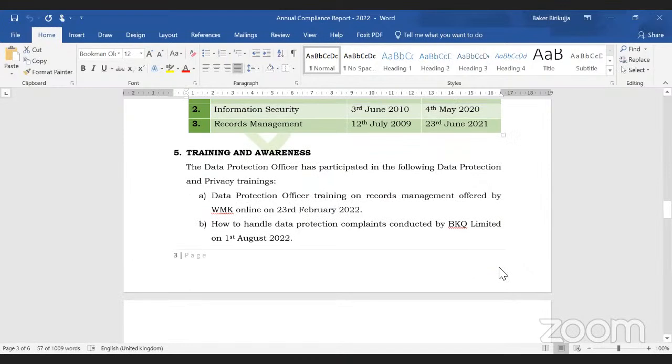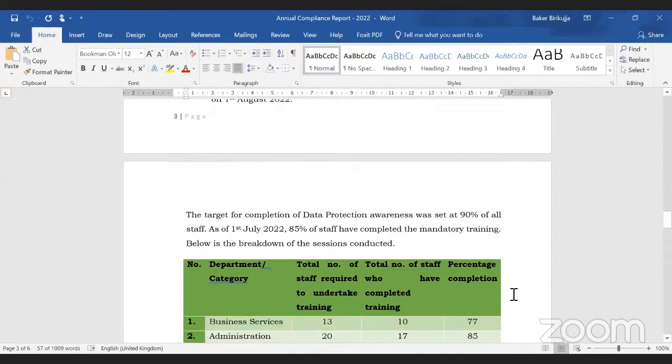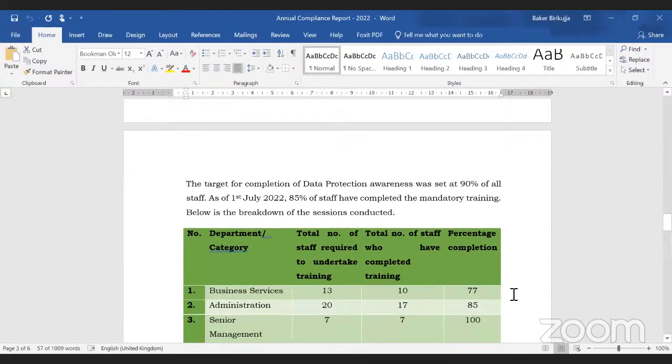Now this is twofold. You'll be giving us an update on the training and awareness which has been undertaken by the data protection officer, and it will be written in such a way that you tell us the title of the training, the date, and whether it was physical or online, for the DPO. We will also be looking at the training or awareness on data protection specifically of the staff.